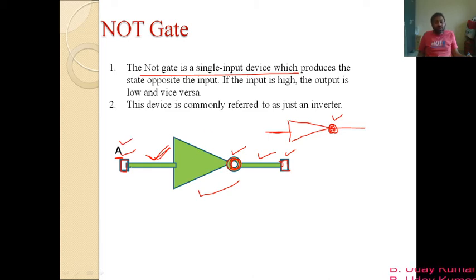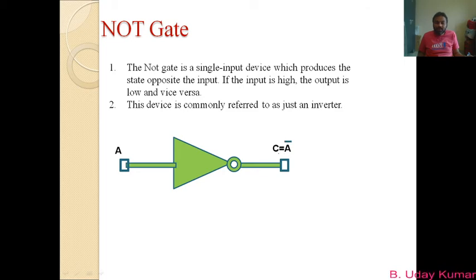If you denote the input terminal by A, as usual the output terminal is denoted by C, and the output in terms of input is given by A bar. Please check, this bar is mentioned here. This bar is nothing but the complement, or in simple words, we can say it is bar. A bar means inverse of A. That means if you give 0 here, you get 1, and if you give 1, you get 0.